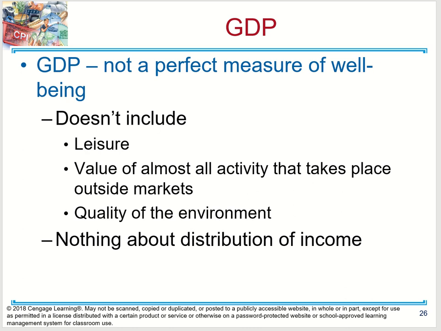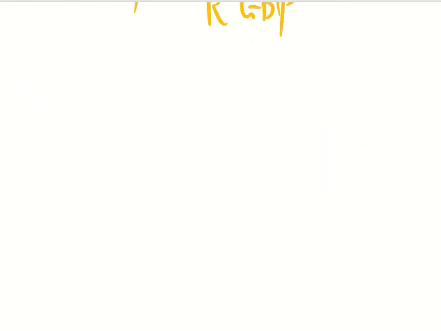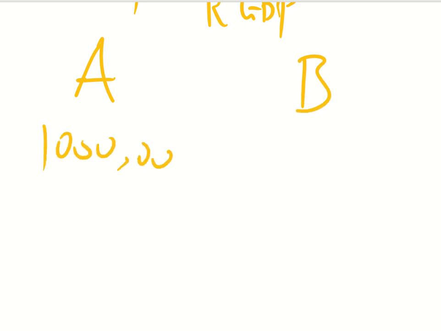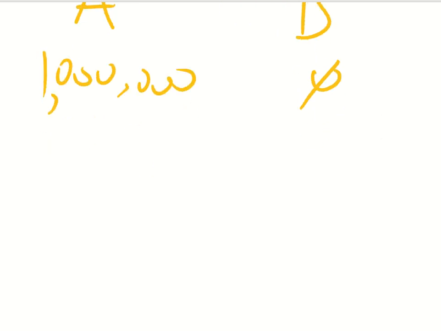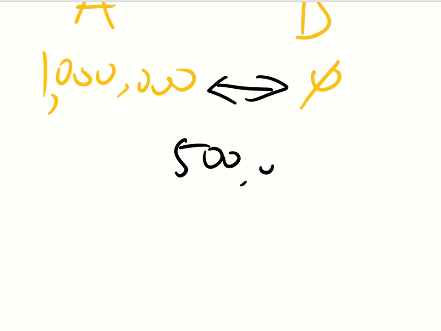Now the last one is that GDP does not show you the income distribution. So just because you have a high GDP, it doesn't mean everybody is getting better off in the country. Let me give you an example. Suppose we have two people, person A and person B. Person A, let's suppose, made $1 million last year. Person B made nothing. Now if you look at the average income between the two, that's going to be $500,000.